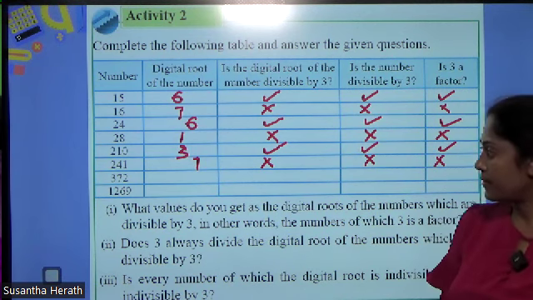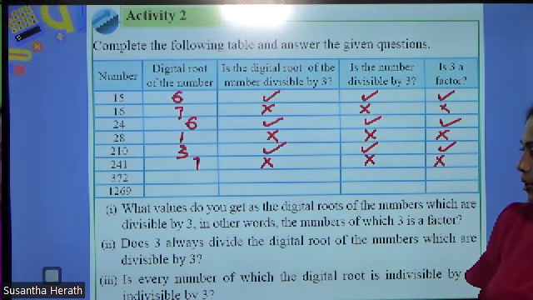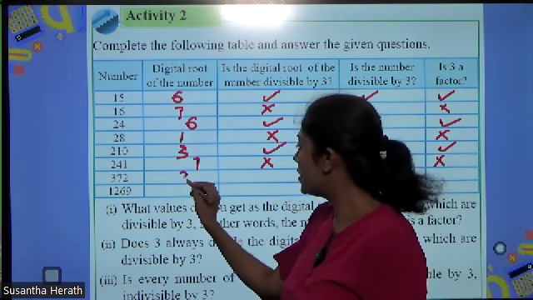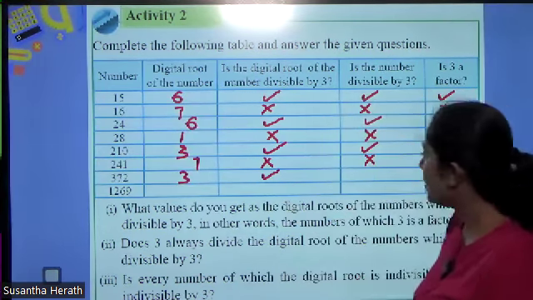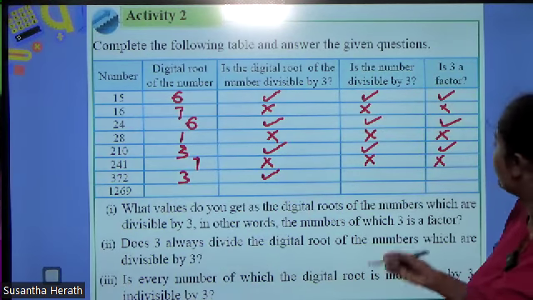372. 3 plus 7, 10. 10 plus 2, 12. 12 means 1 plus 2. Then digital root is 3. Then that is divisible by 3. Then the number 372.